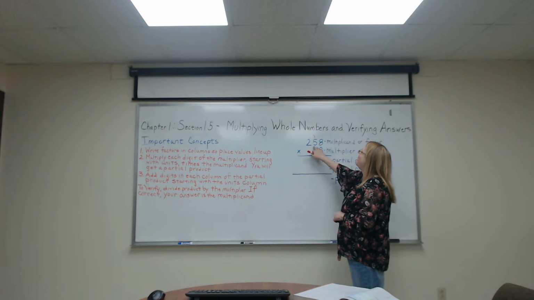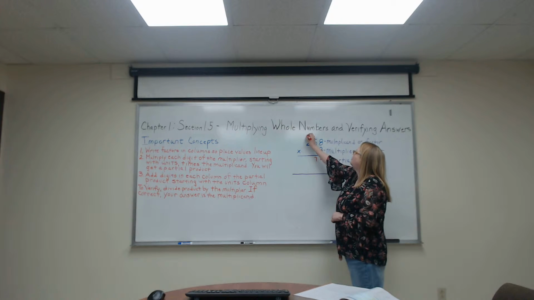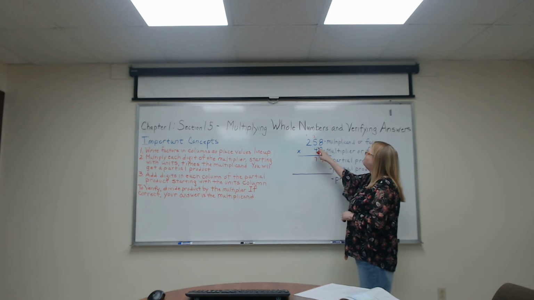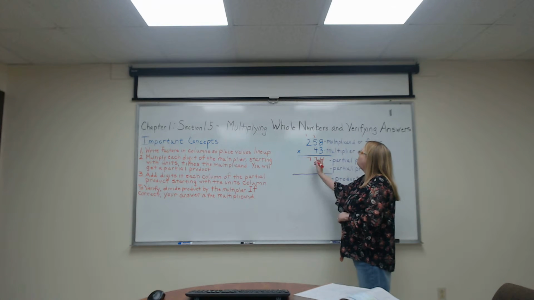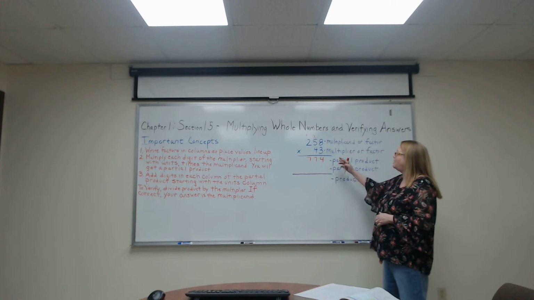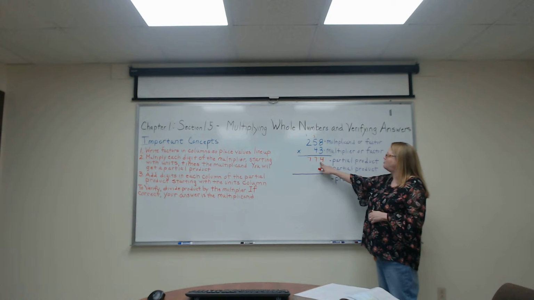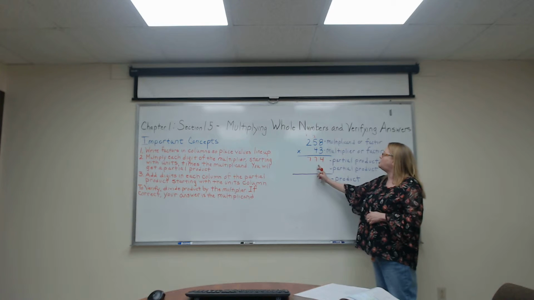3 times 5 is 15, plus 2 is 17. Go ahead, carry our 1. We get 3 times 2 is 6, plus 1 is 7. So here is our first partial product. Now notice when we multiply, we started here, so my columns line up. Now we're moving to the tens column, so I need to make sure that when I do my first multiplication, I'm lined up in the tens column.